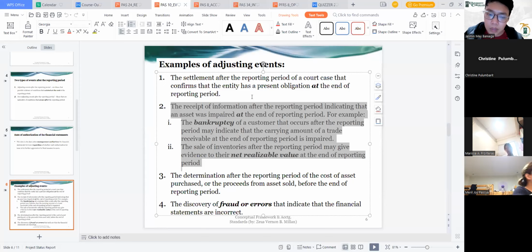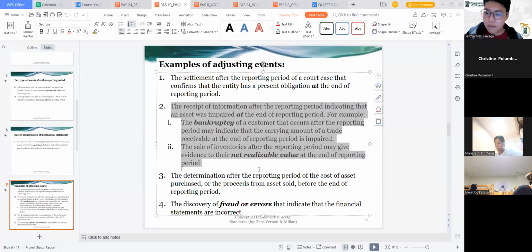The next one is number 2, the sale of inventories after the reporting period may give evidence to their net realizable value at the end of the reporting period. When we reach past due someday for inventories, the measurement for inventories is lower of cost versus net realizable value. If you already finished inventories in financial accounting, tama? And the net realizable value amount or measurement was showed or available after the reporting period. Ayan. Eh siya yung lower.